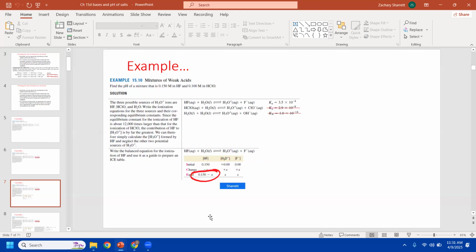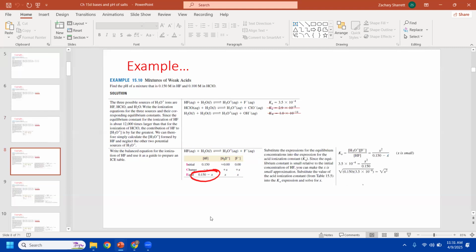Do we think we can make x negligible? Yes, no? I would make it negligible, and I do every time. Okay? So notice how x is a small assumption. So we make that x as small assumption. So we get x squared over 0.150. This is something that I wanted to show you. A lot of times you just take the Ka times the initial concentration. So when we bring this initial concentration that's on the bottom over to the other side, we end up multiplying them. And since you had x squared, you take the square root of that. And that's kind of a shortcut that is going to work a lot.